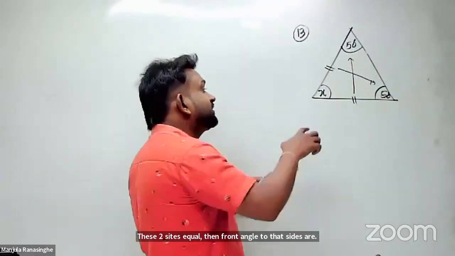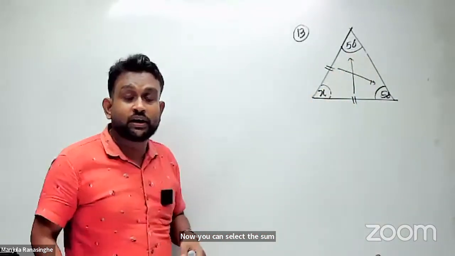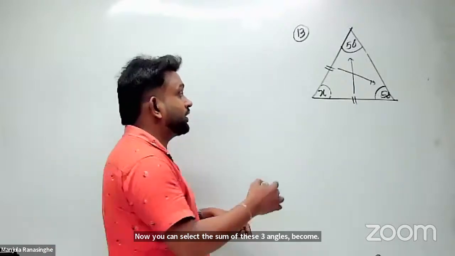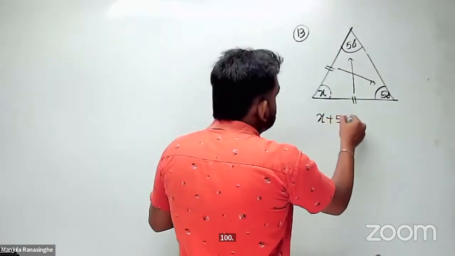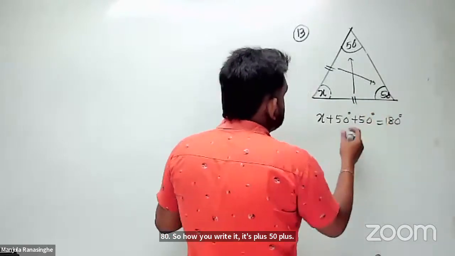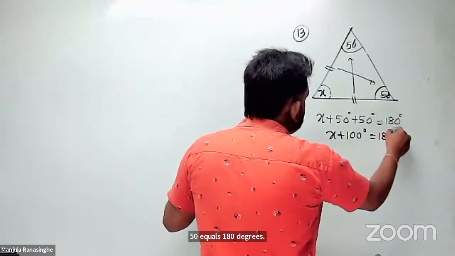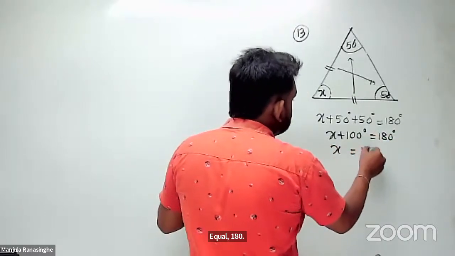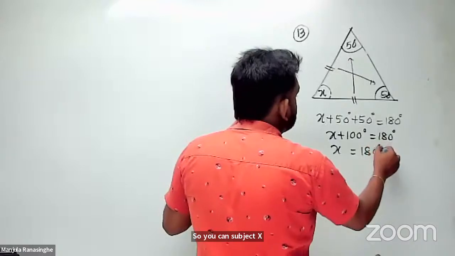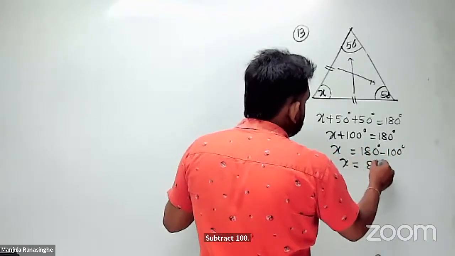Now the sum of these three angles becomes 180. So how do you write it? x plus 50 plus 50 equals 180 degrees. Then x plus 100 degrees equals 180. So subtract 100 from 180, then x equals 80 degrees.